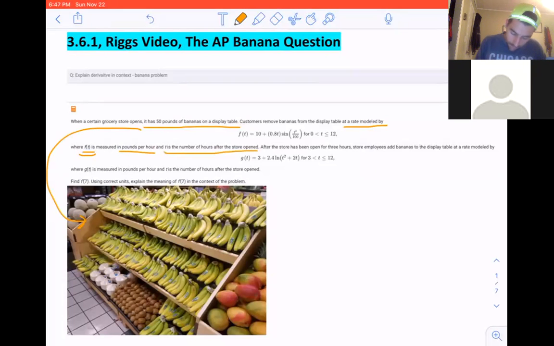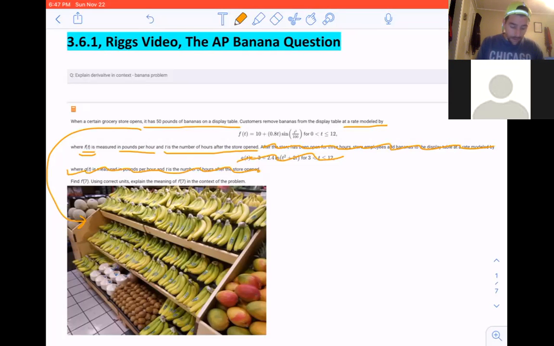I'm actually going to cross out the rest of this because we don't need it to answer the question we're being asked to answer, so I don't want to distract us with extra information. But it's a really cool problem because it's showing you that calculus is literally everywhere. When you walk in a grocery store and people are taking stuff and putting it back on the shelf, you're watching calculus in action.